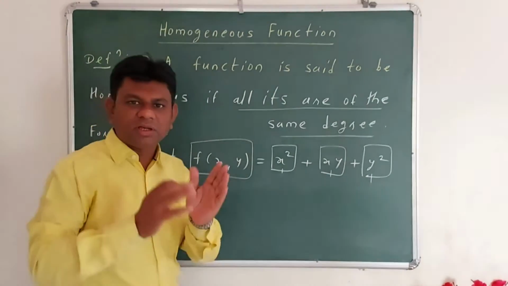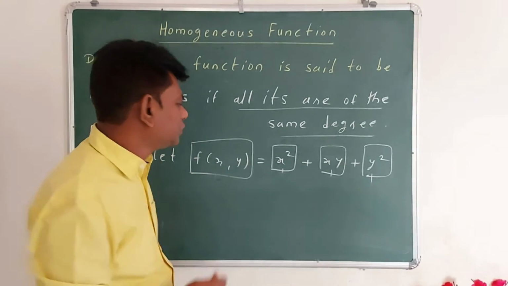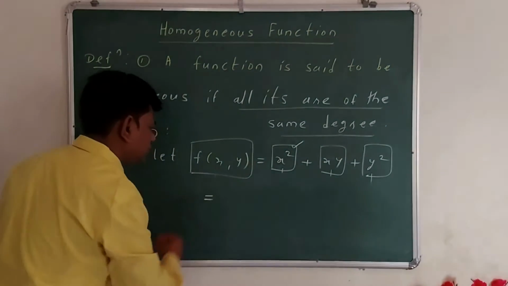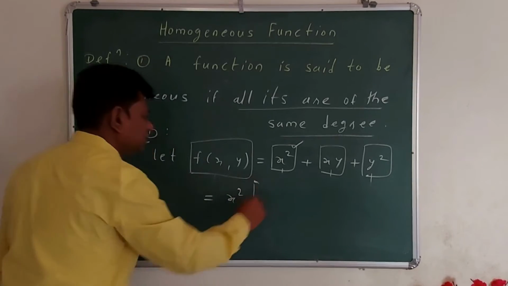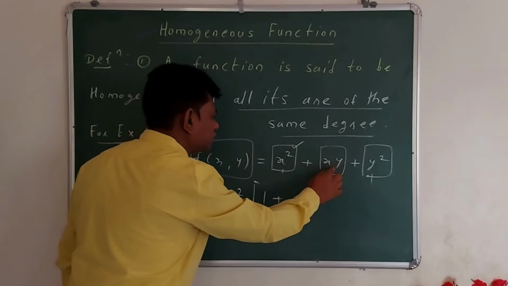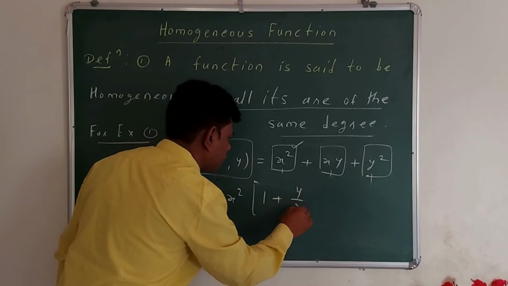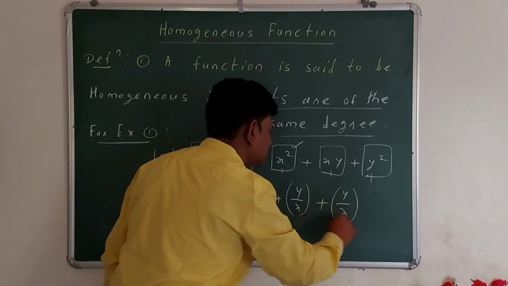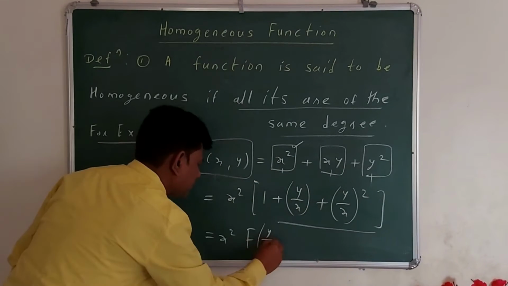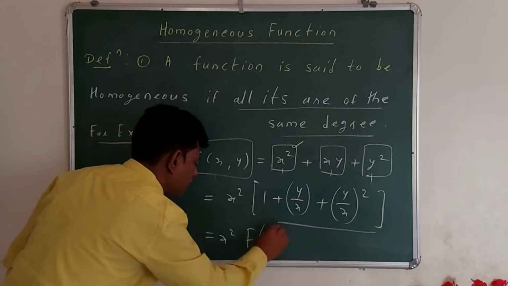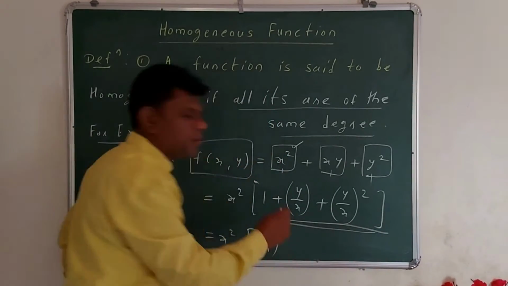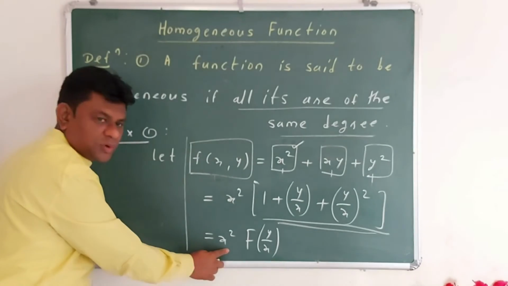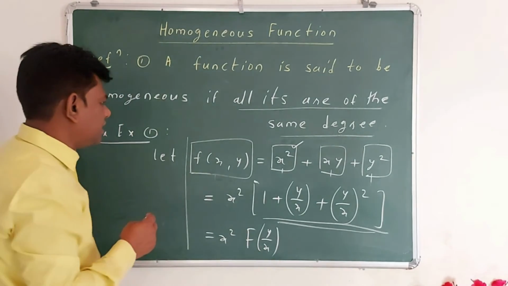Now this f(x,y) is a homogeneous function of degree 2. Therefore by taking this x square as the common term, this is equal to x square times, now here is 1 plus xy upon x square, that means y upon x, plus y square upon x square. So we write this as (y by x) whole square. We write this bracket as f of y by x because this bracket is in the form of y by x. So therefore f(x,y) is equal to x square times f of y by x.